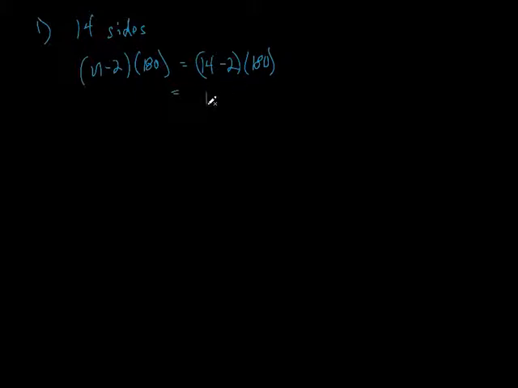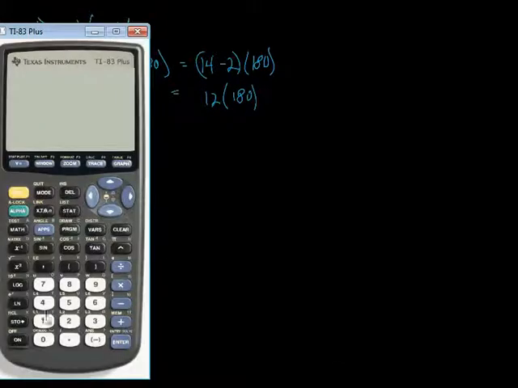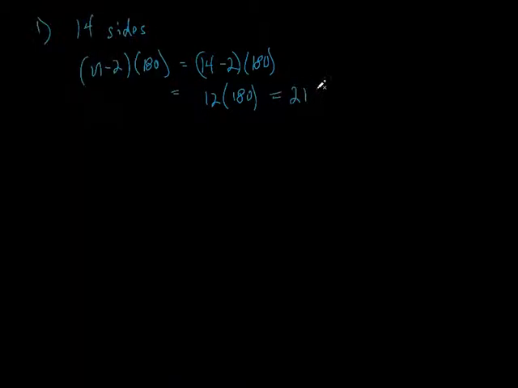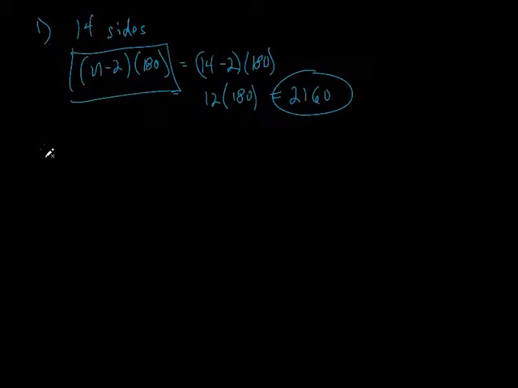Alright, 14 minus 2 is 12, so whatever 12 times 180 is, let's see what that is. 12 times 180. Oops, let's try that again. 12 times 180. And that's 2160. Pretty simple. But you've got to know the formula. If you don't know that, you wouldn't know how to do that problem right there.